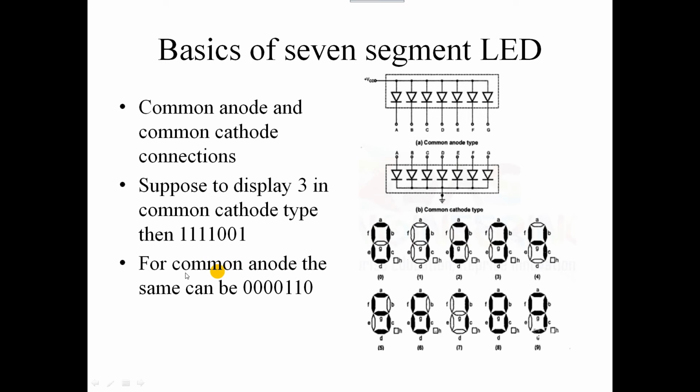If it is going to be used as a common anode, then we will be inverting this input. So 0 0 0 1 1 0 will be the input that we need to give for the common anode type.